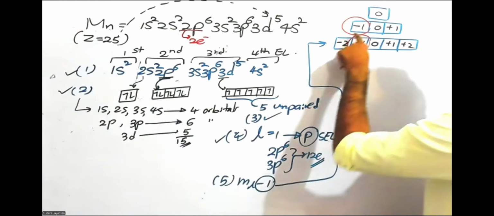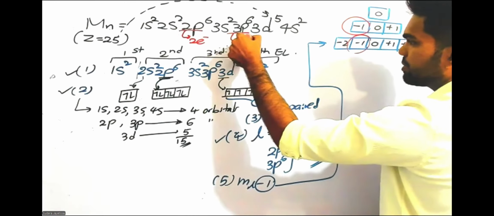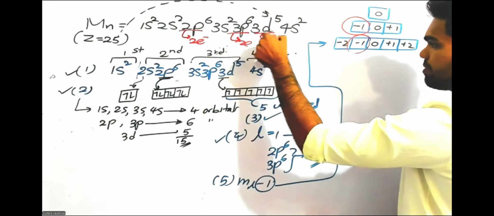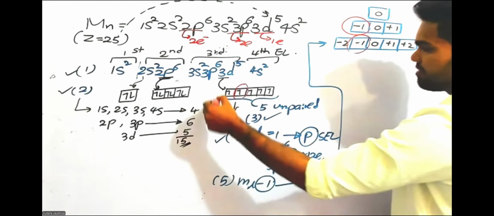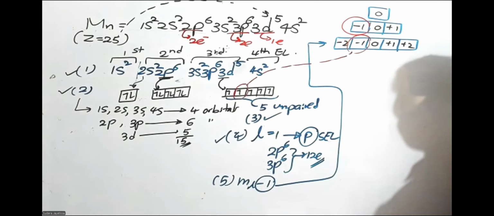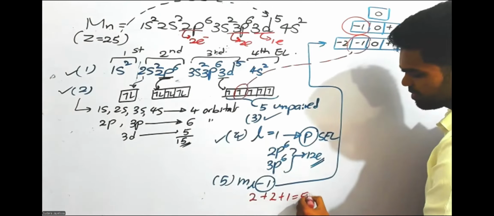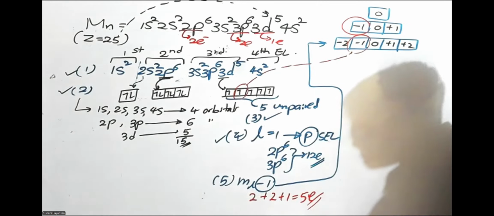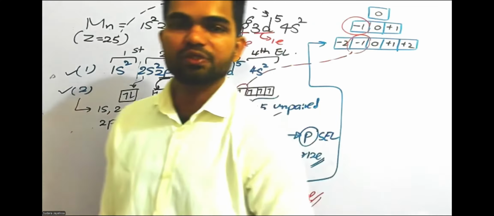Because here there will be 2 electrons. In 3p6 also you have 2 electrons. In 3d you have 1 electron. It's not 2, you can see here, only 1 electron is there. Understand? So altogether how many electrons do you have? 2 plus 2 plus 1, you have 5 electrons, not 6. Is that clear? Okay, so that is the answer for the second question.